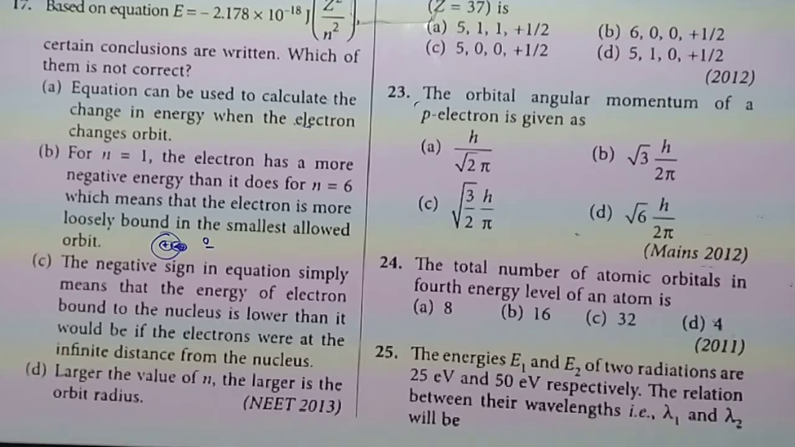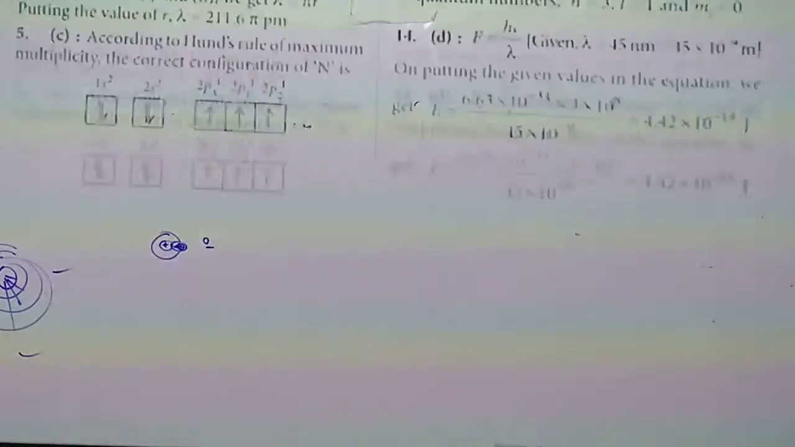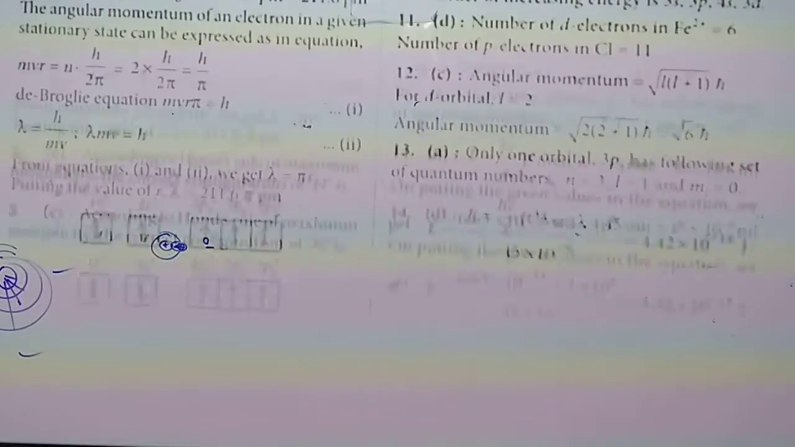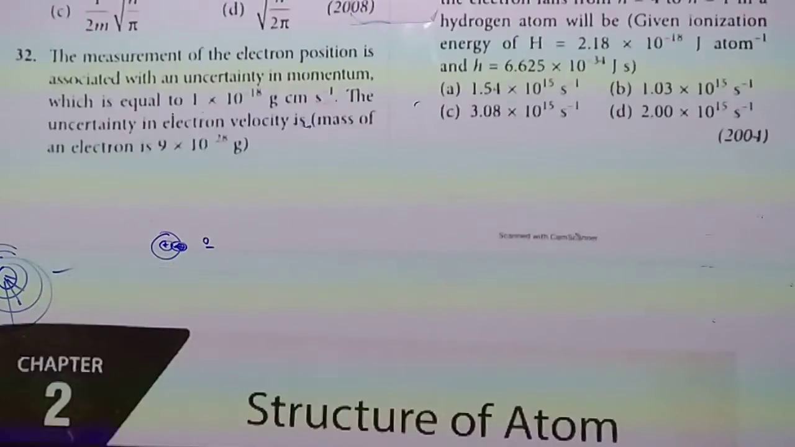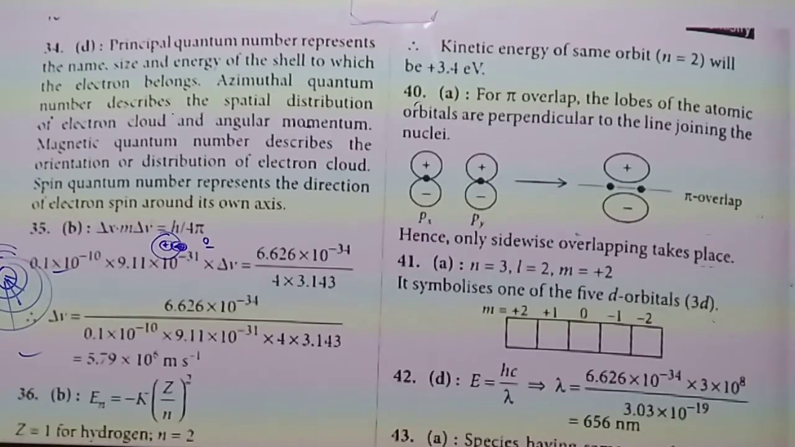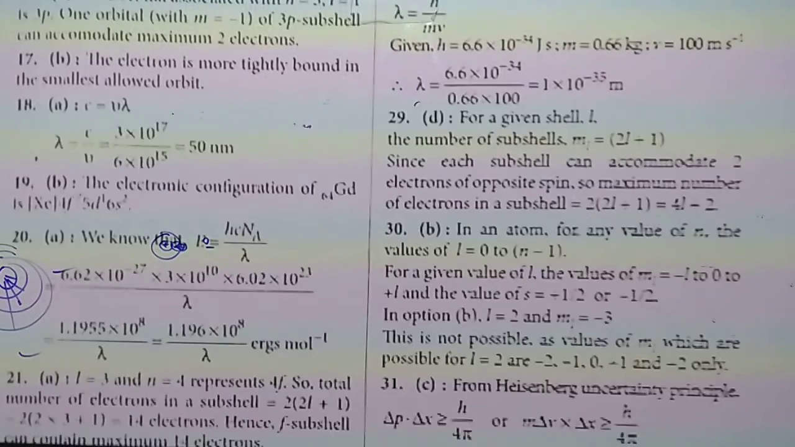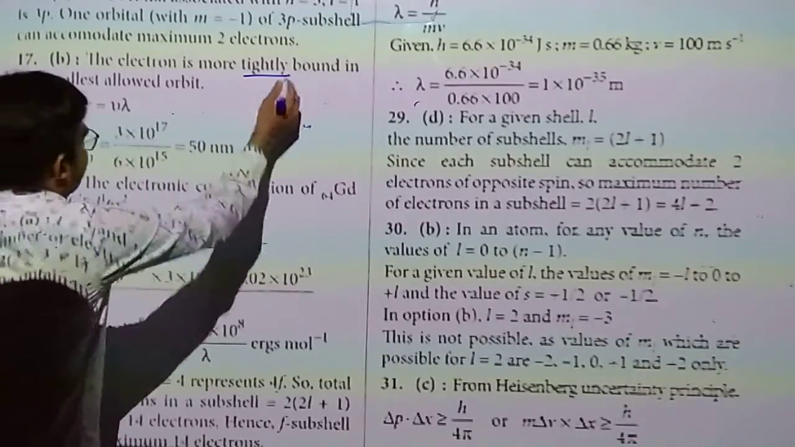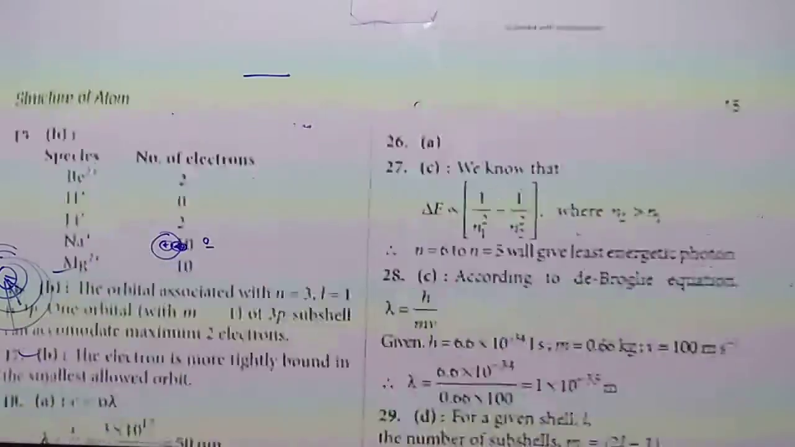Larger the value of n, the larger is the orbit radius. So as the number n goes 1, 2, 3, 4, the radius increases. Yes, yes sir. So our real answer for question number 17 is that the electron is more tightly bonded in the smallest allowed orbit. B is our true answer.